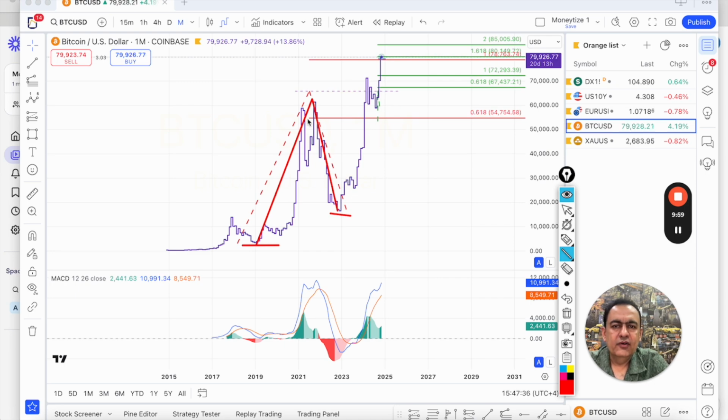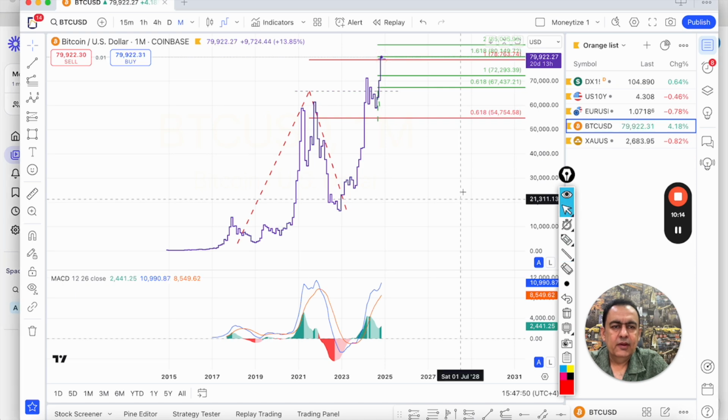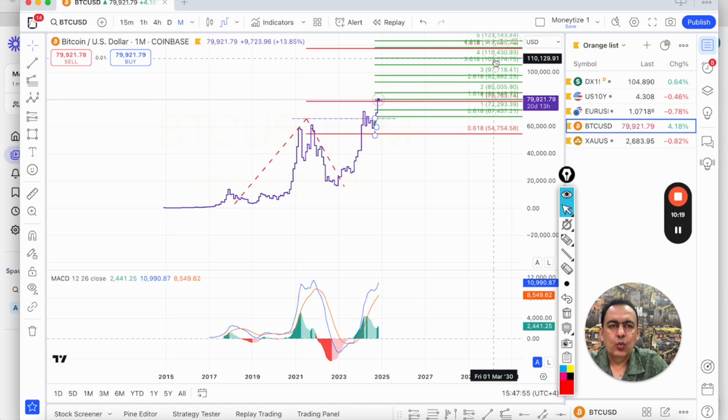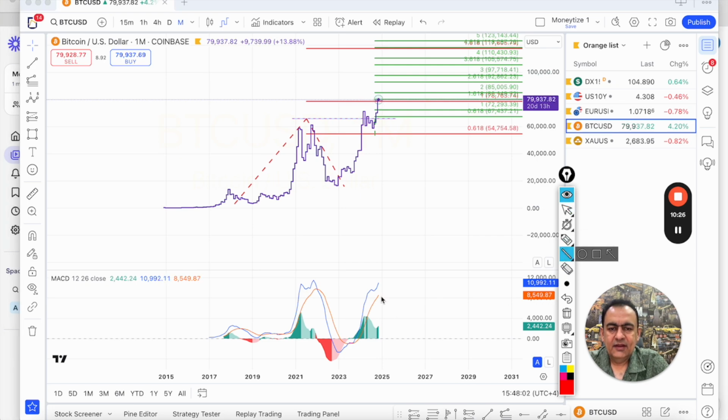The first FE618 was at 54,754. FE100 level is at the current price, that's around 78,763. And the next Fib extension is 1618, and that's a level of 117,000. Now, looking at the monthly time frame chart, I do not see any signs against. MACD lines are strongly bullish, MACD histogram rising clearly. Now, let's move to weekly chart.